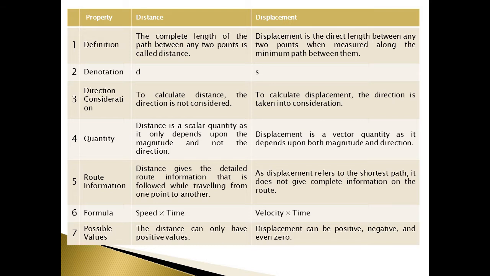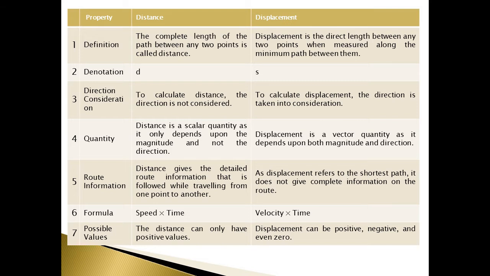Here's the difference between distance and displacement. The first property is its definition. The complete length of a path between any two points is called the distance. Displacement is the direct length between any two points when measured along the minimum path between them. Distance is denoted by d and displacement is denoted by s. To calculate distance, the direction is not considered, while to calculate displacement, the direction is taken into consideration.